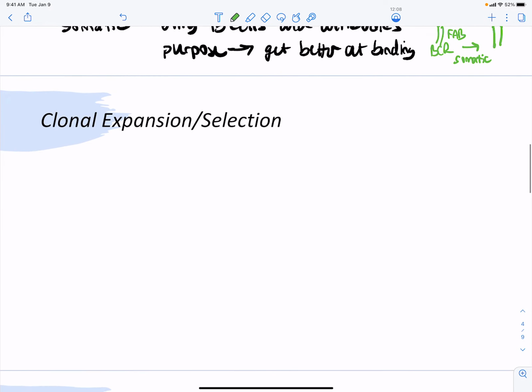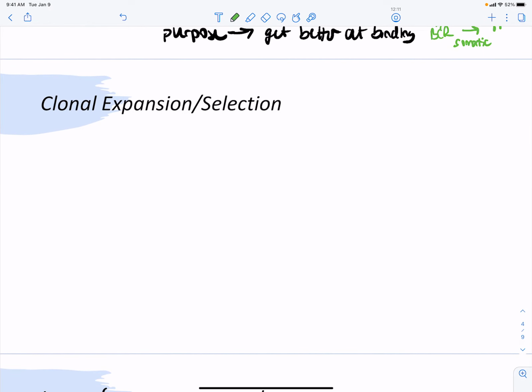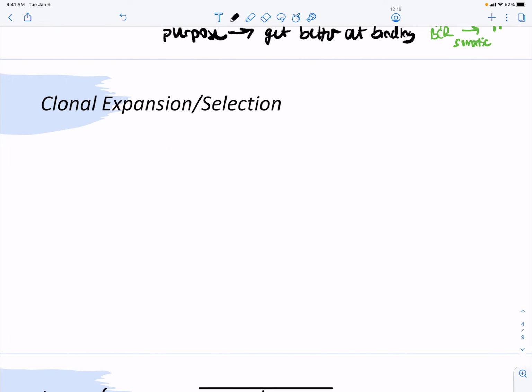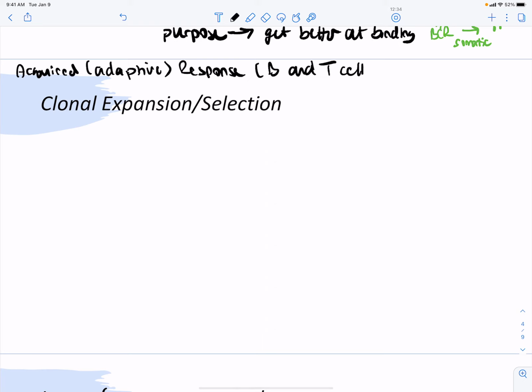Now, another very big, broad, sweeping concept that's important to understand with respect to your acquired immune response is clonal expansion and clonal selection. And I use acquired and adaptive interchangeably. So anytime you hear that, only think of B and T cells. Those are the only two cells that can do this. Okay, so we have clonal expansion. Expansion is easy. Expansion, you expand. Clonal selection is going back to that specificity.